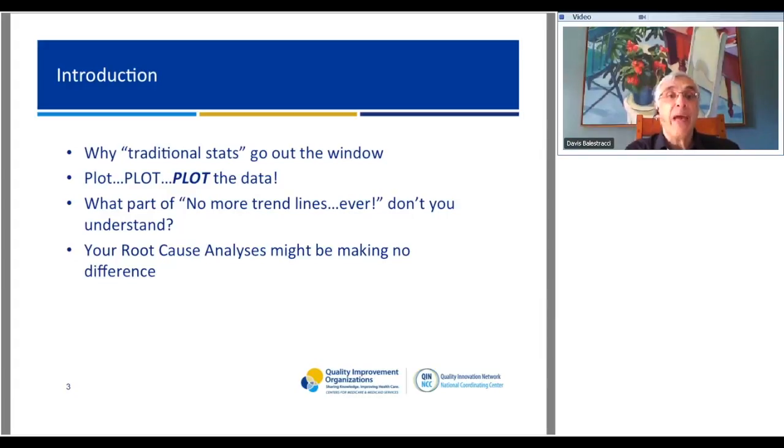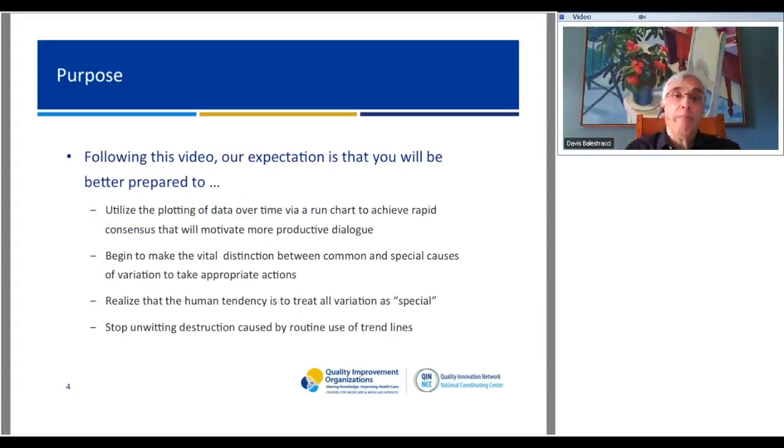So with that, there are the objectives: the power of plotting data over time. I've done these in groups as large as 200, and I have everybody on the same page within about 10 seconds for a different conversation. And the important lesson here is to introduce you to the concept of common cause. There are two kinds of variation, common cause and special cause. You treat one as the other, you actually make things worse, and it is the human tendency to treat all variation as special, and you'll get a lot more about that as I go on.